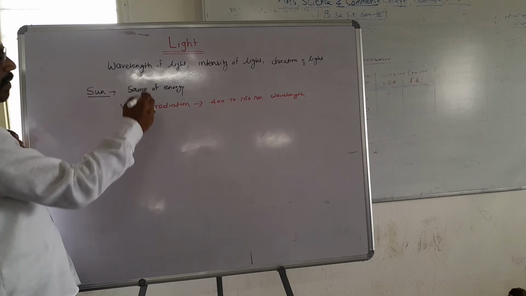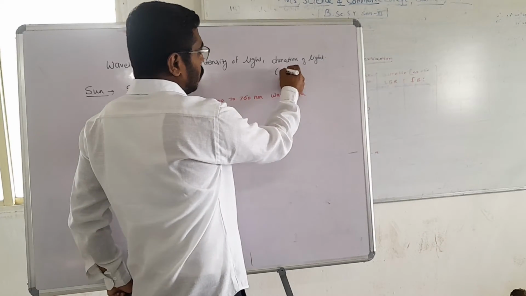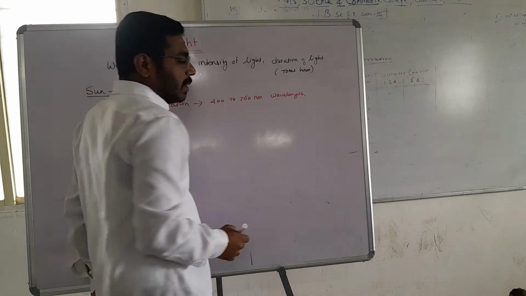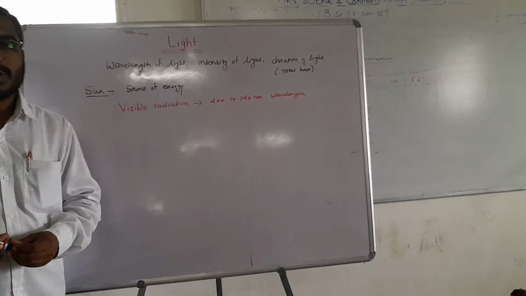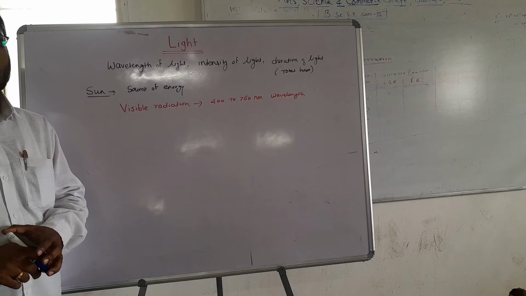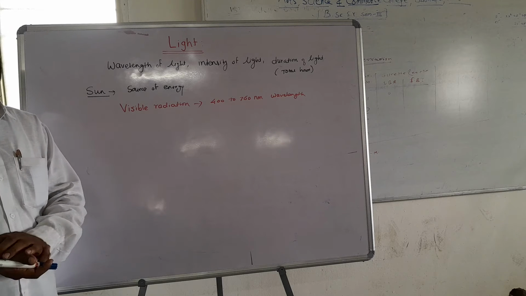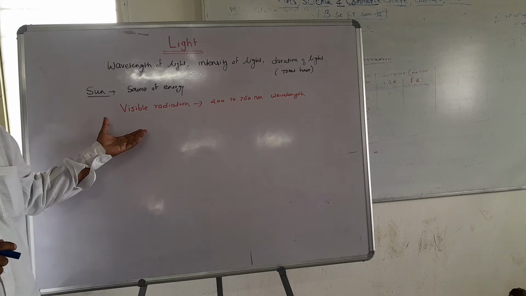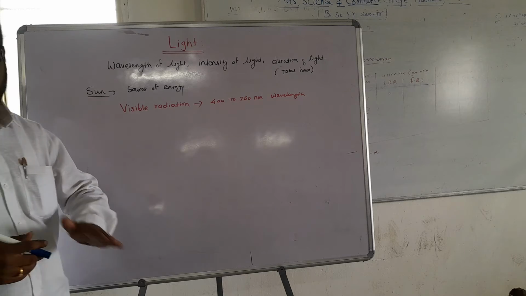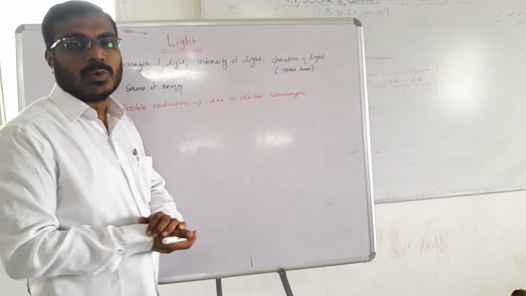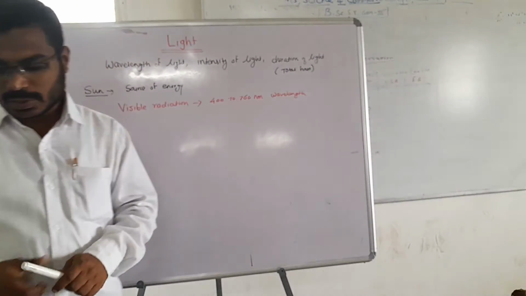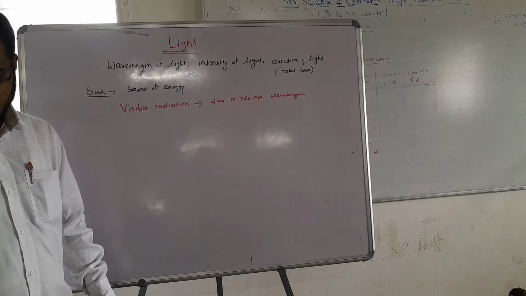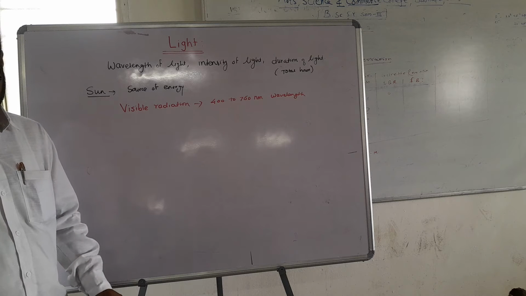Duration means total hours of light, from sunrise to sunset. For that many hours, the visible radiations falling on earth are useful for organisms, whether they are plants, animals, and so on. It is very important.